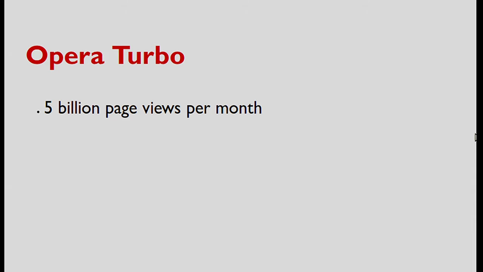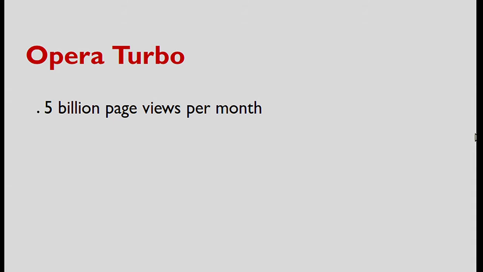Opera Turbo is available from the normal Opera desktop application. So if you download Opera from opera.com, you can turn on Turbo. If Opera detects that you're on a slow network, it will suggest, perhaps you should turn me on. And currently, we have about 5 billion page views per month for Opera Turbo. So it's significantly smaller than Opera Mini, which has 60, but still a lot of people are using this.